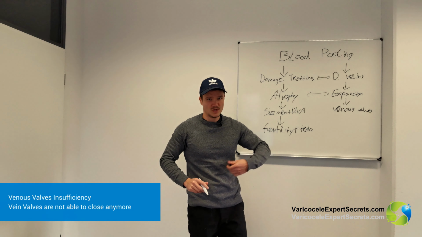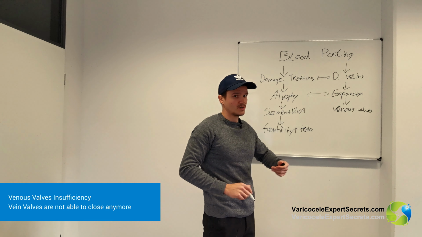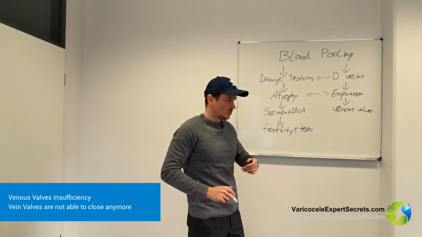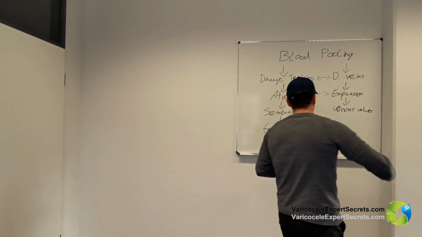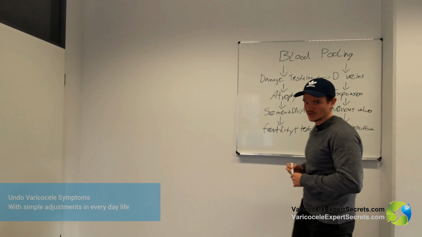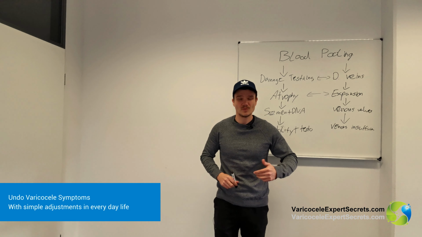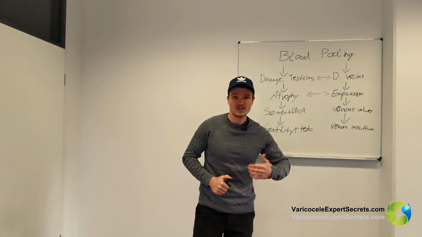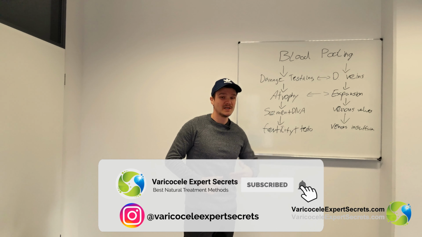And on the right side, we have the venous valve insufficiency as the end state, which is causing the symptoms that we get next, which are overheating and pain. In higher grades, we also have psychological impairments, which we can simply undo with simple adjustments in everyday life. I will tell you more about this in the next video. I hope this was understandable, and I will show you my secrets on how to improve the state of varicocele and your overall health as well in the next video.